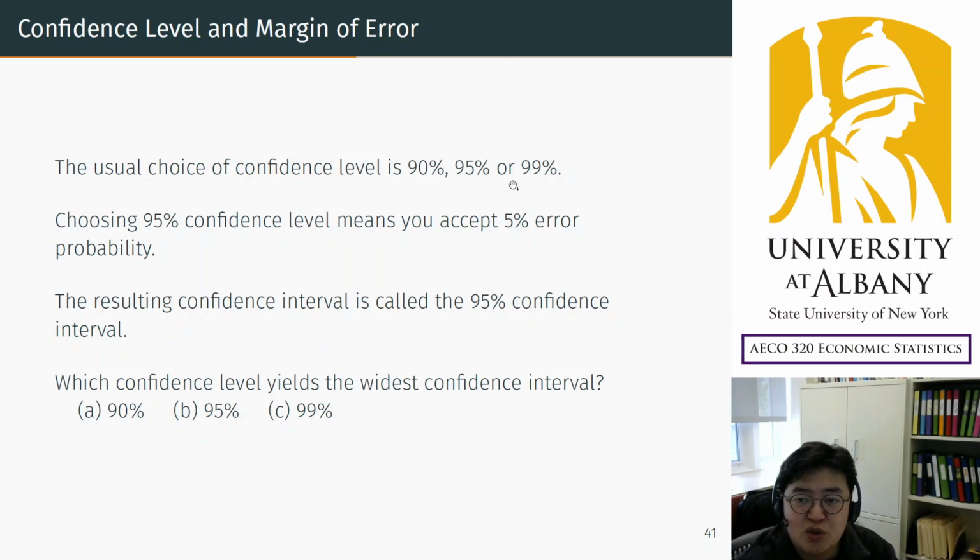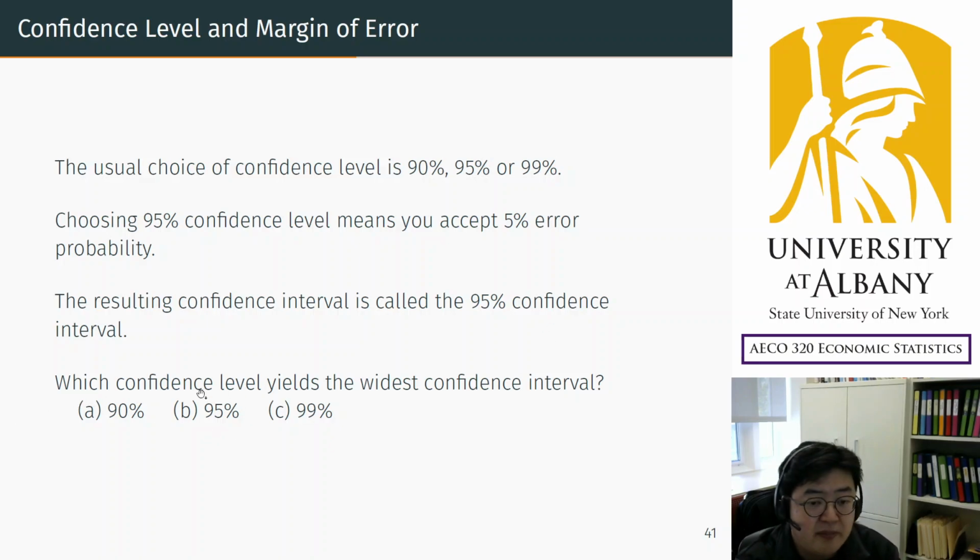Among these three common choices, 95% is maybe the most common choice. So the standard is 95%, but depending on the case, you may choose 90 or 99%. They are also not that uncommon; they are used in many places.